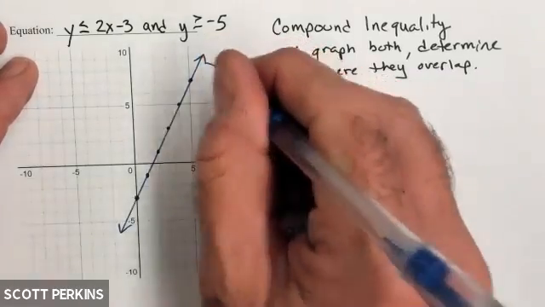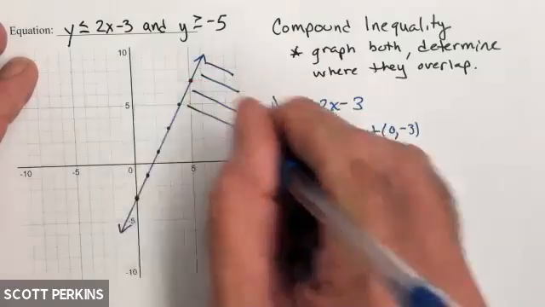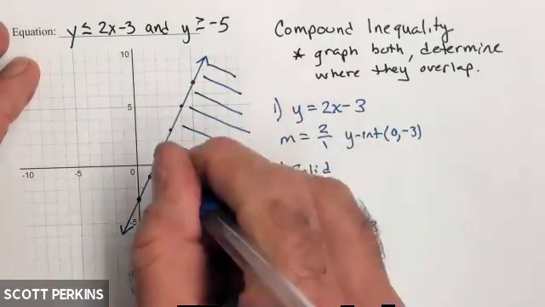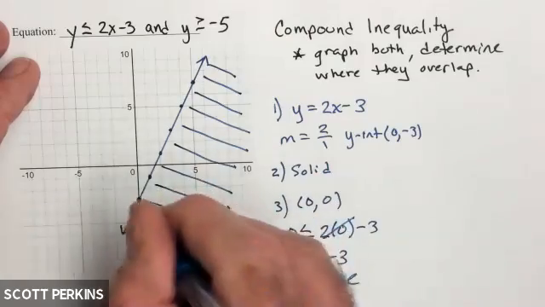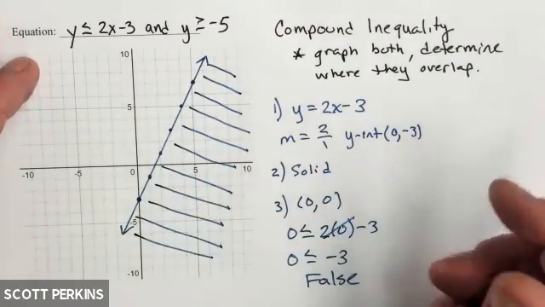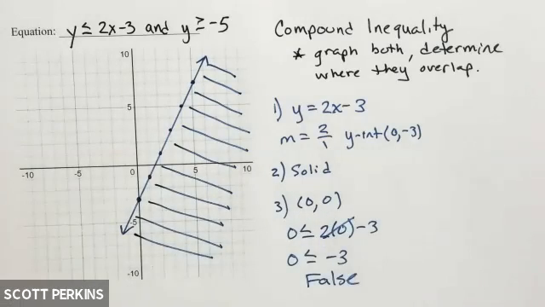Now, you don't have multiple color pens like I do, so I would just recommend making your shading clear so that when we do something else on top, we're going to shade in a different direction so that we can see accurately where they overlap. Okay, so that is our first line.